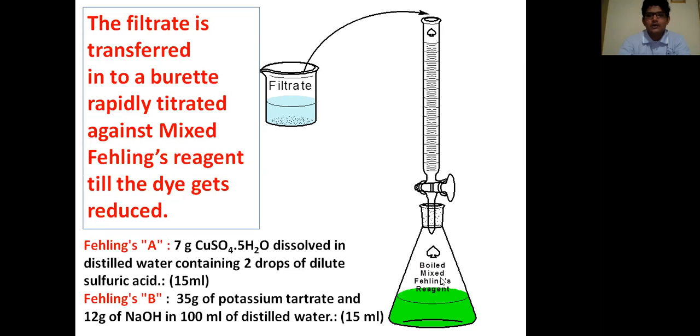Here is how to prepare the mixed Fehling reagent. Fehling A solution should be prepared by taking 7 gram copper sulfate pentahydrate dissolved in distilled water containing 2 drops of dilute sulfuric acid, and this solution should be 50 ml. Then Fehling B: 35 gram of potassium tartrate and 12 gram of NaOH in 100 ml of distilled water. This should be 15 ml. If you mix Fehling A and Fehling B, they form the mixed Fehling reagent, and we have to take this solution under boiled condition. Hot solution we have to take and titrate.